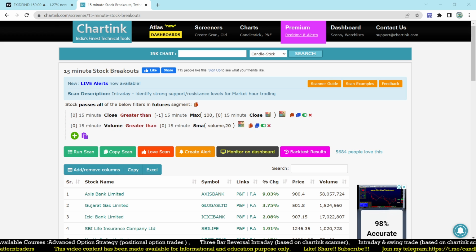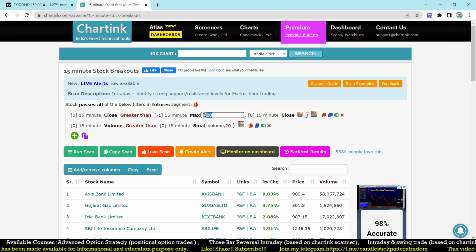Let's first understand what the scanner does. This scanner shows you where the first 15 minutes close must be greater than the previous close, compared to the previous 100 candles. Simply, the stock whose current candle closes above the previous 100 candles. That is the concept. So where are we going to use it?